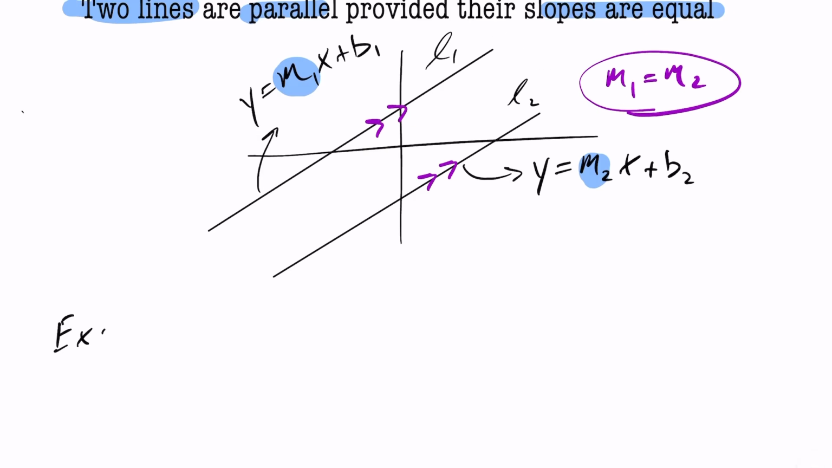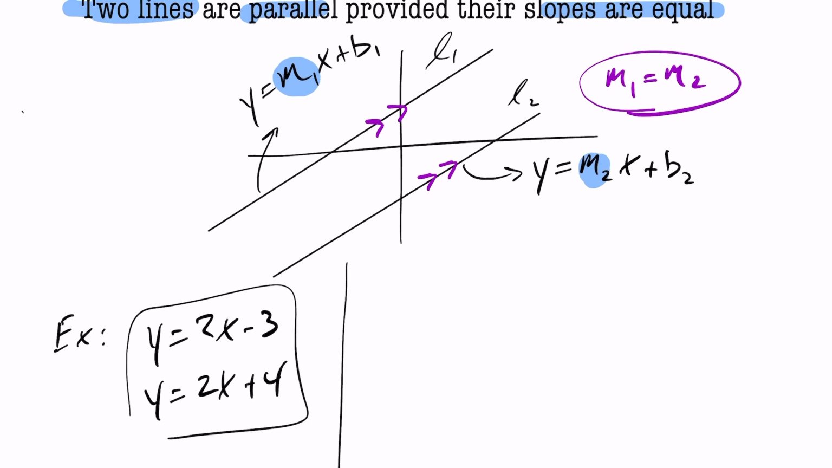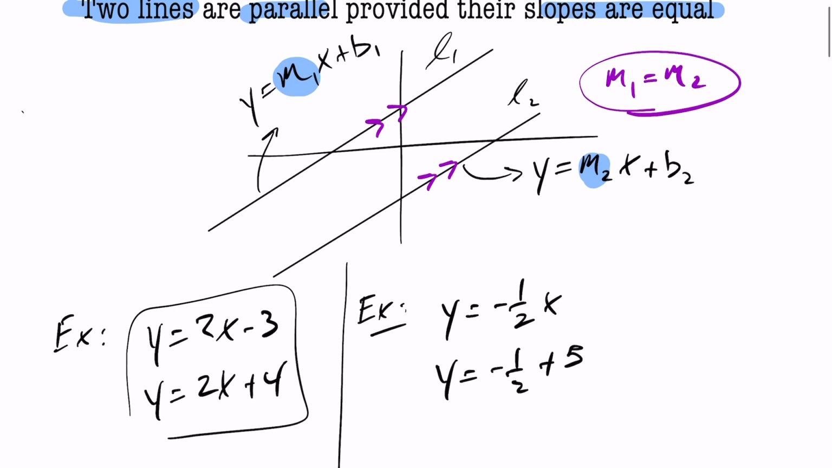So for example here, if I've got the equation y equals 2x minus 3, or I have the equation y equals 2x plus 4, these two lines are parallel to one another. Another example would be y equals minus 1 half x and y equals minus 1 half x plus 5. These lines are also parallel to one another.